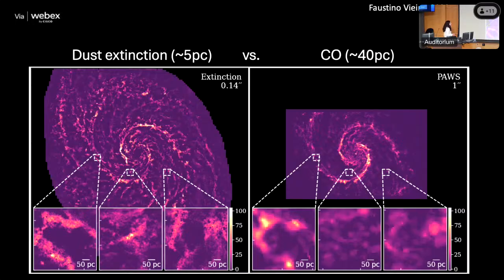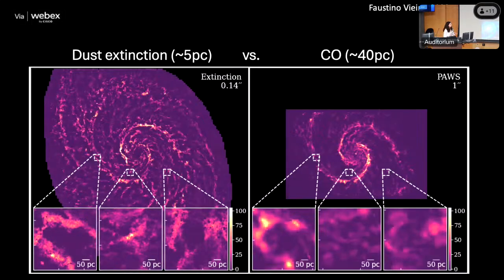This is what the map looks like for M51, which was our test case. It looks a lot better on that screen. We get close to the Hubble resolution, 0.14 arcsecond, which translates to about 5 parsec resolution for the whole disk of M51. Here I'm comparing to the beautiful CO map from PAWS, which gets 40 parsec, and I hope you can appreciate the difference in the resolution achieved in these zoom-ins at the bottom.